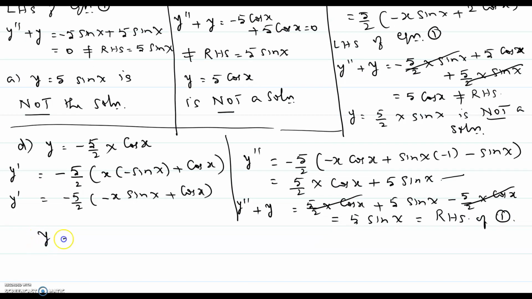So our conclusion is that y equal to negative 5 halves x cosine x is a solution to the given differential equation.